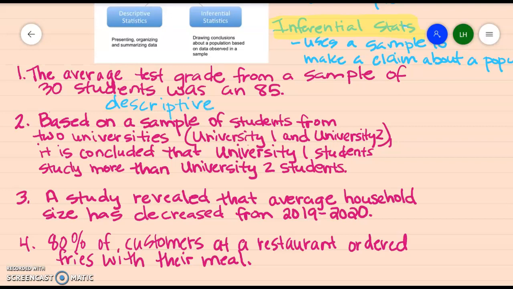The next one, based on a sample of students from 2 universities, it is concluded that University 1 students study more than University 2 students. So here we're using a sample and we're making a claim about the entire population of these 2 universities. So we're making a claim about a population, so it's inferential.